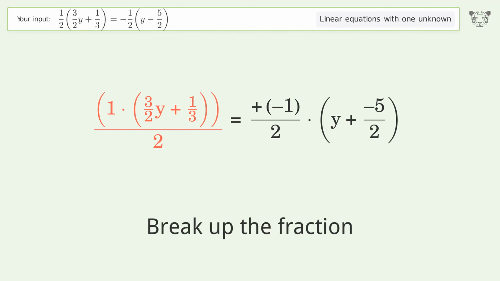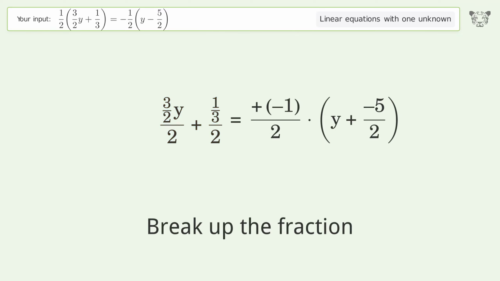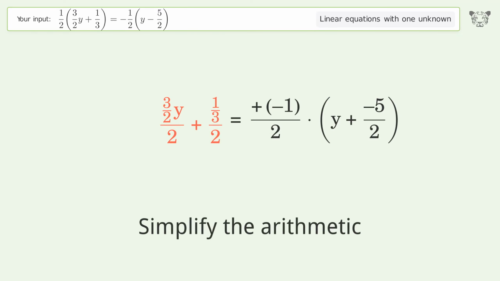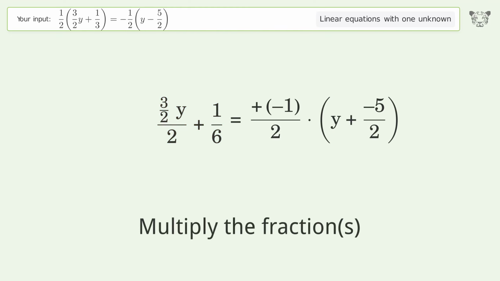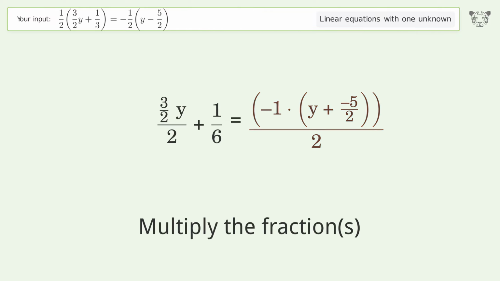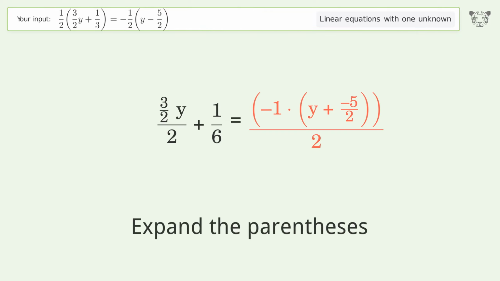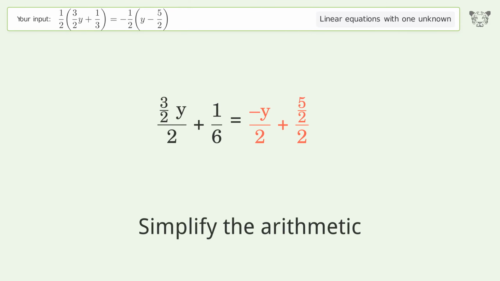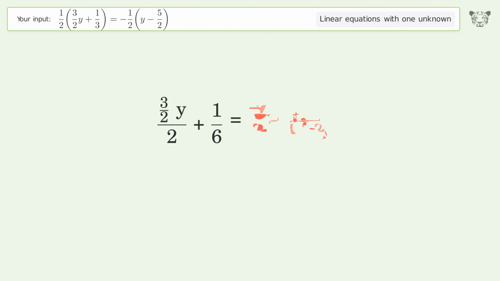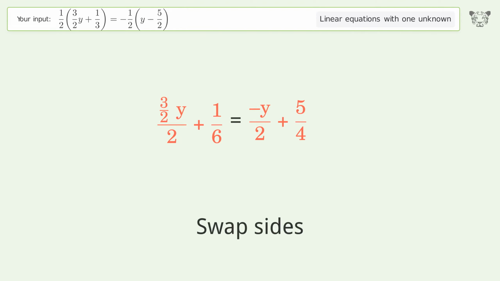Break up the fraction. Simplify the arithmetic. Multiply the fractions. Expand the parentheses. Break up the fraction. Simplify the arithmetic. Swap sides.